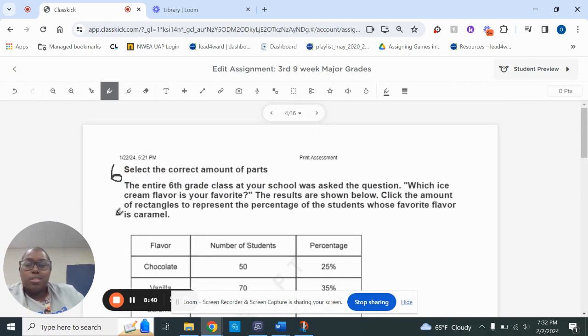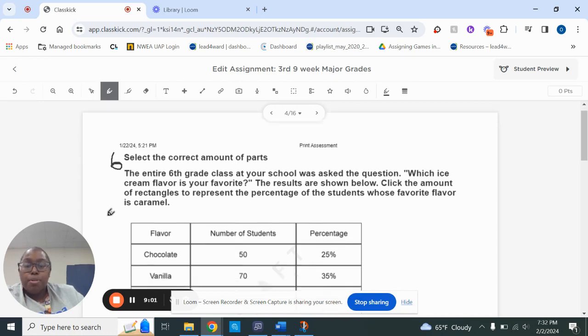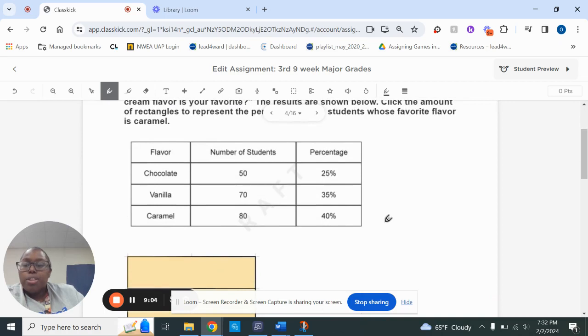Number 6, select the correct amount of parts. The entire 6th grade class at your school was asked the question, which ice cream flavor is your favorite? The results are shown below. Click the amount of rectangles to represent the percentage of students whose favorite flavor is caramel. Well, this kind of helped you out. It literally told you the percentage. You just need to click it in the diagram.